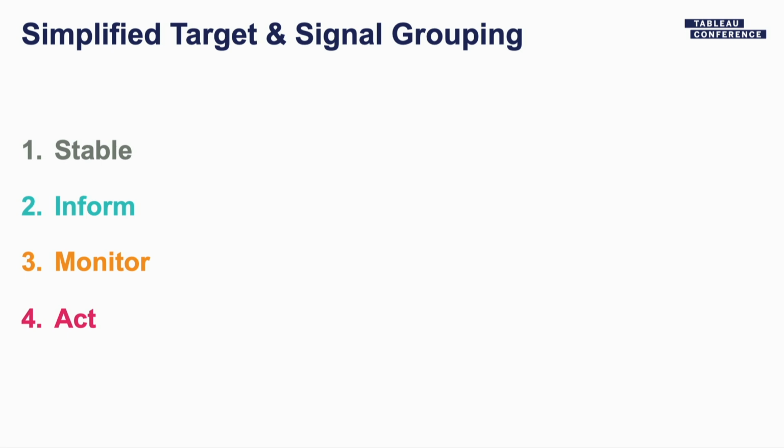Then the monitor bucket I use for early warning signs. So that's specifically where we have met target, for example, but we do see some shifts in the data that we need to be aware of. And then finally, act is where really things have gone wrong and there is a need for immediate attention, and we should freak out and have that meeting.